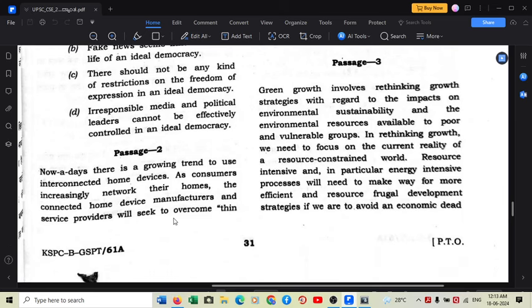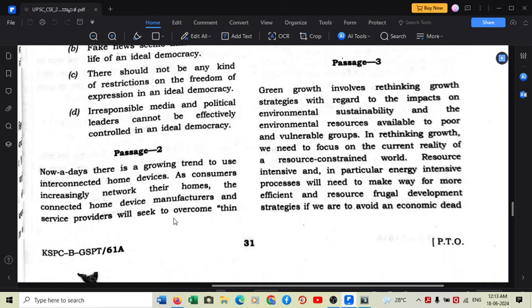Another passage. So we are at the fag end now, so only 2-3 passages remaining. Green growth involves rethinking growth strategies with regard to the impacts on environmental sustainability and the environmental resources available to poor and vulnerable groups. Okay, so green growth means growth which is focusing on preserving environment, preserving the natural resources, and maximizing the growth. So without compromising on natural resources, if we can achieve economic growth, that is the best.